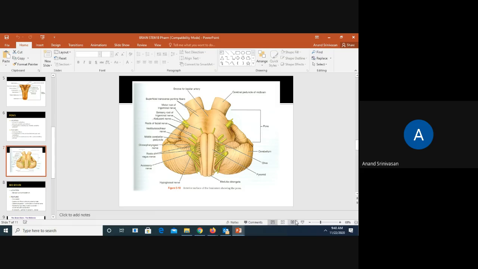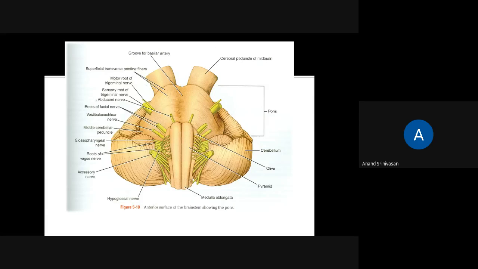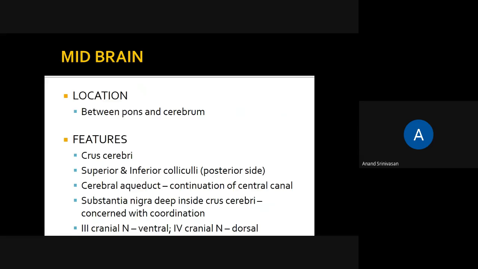Coming to the next part of the brainstem, the last part of the brainstem, which is the midbrain. The midbrain is located between the pons and the cerebrum. We know that if we go up from the spinal cord, the first one is the medulla, then the pons. After the pons, it will be the midbrain. So it is located between the pons and the cerebrum. Now, what are the structures we need to know here?